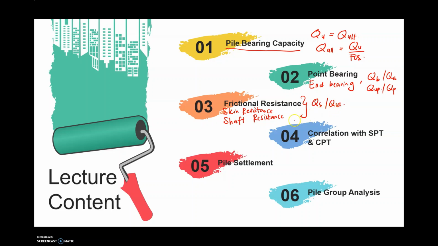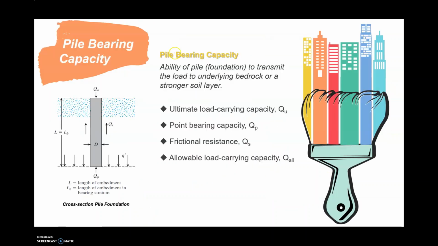Alright, and then the next part is the correlation with SPT and CPT. This means that you can calculate the pile bearing capacity, the QU, based on the value of SPT and also the CPT value. And then the next part is to determine the settlement analysis, the settlement of the pile. And the last part in this pile foundations topic is the analysis of the pile group. It's about the basics of knowledge in the pile group.